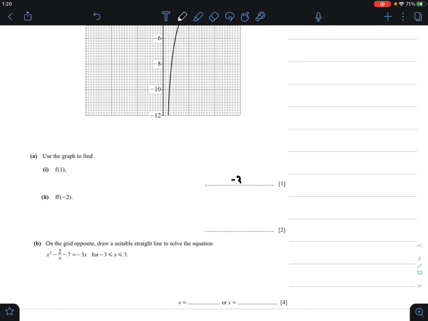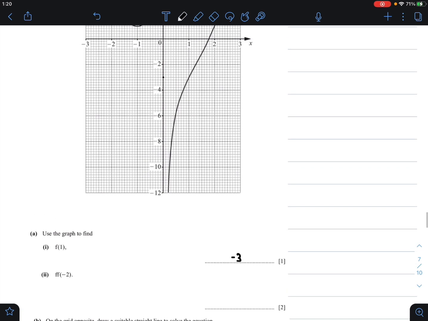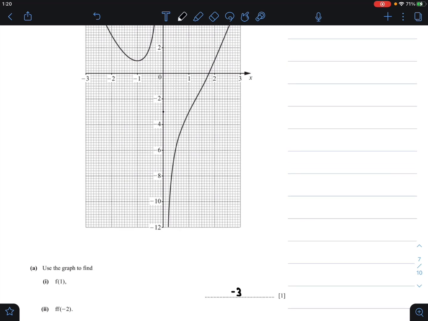Now you can keep those lines on the graph because the examiner would want to see how you came to the final answer of -3. And the same thing for part A2: whatever lines you draw on the graph, you keep them as they are. Now let's move to part A2 where they are asking us to find the value of f of -2.